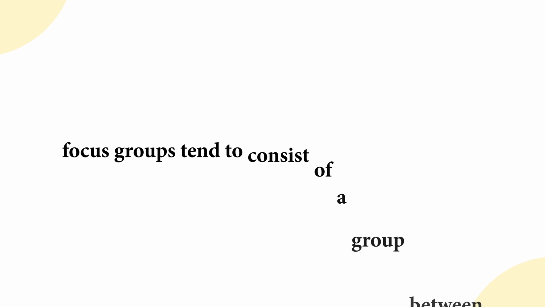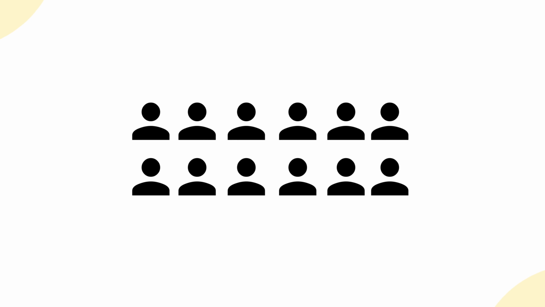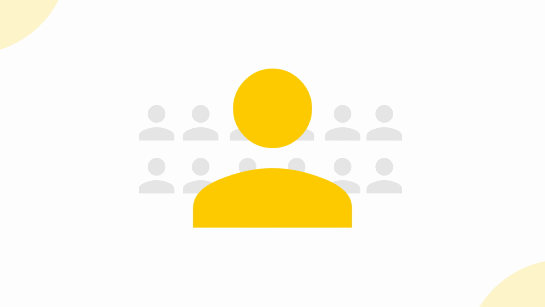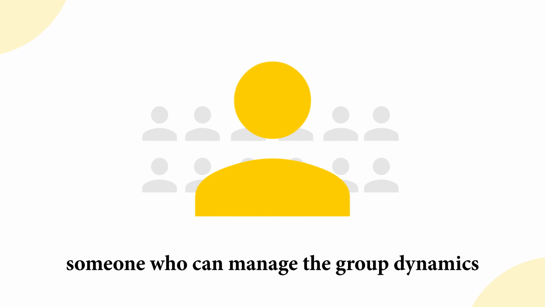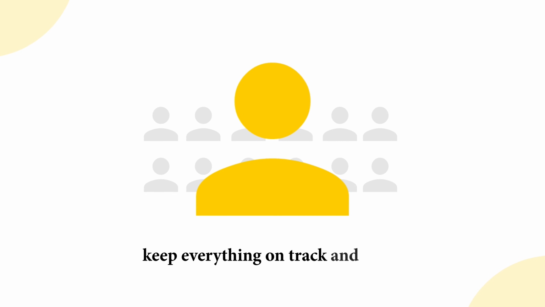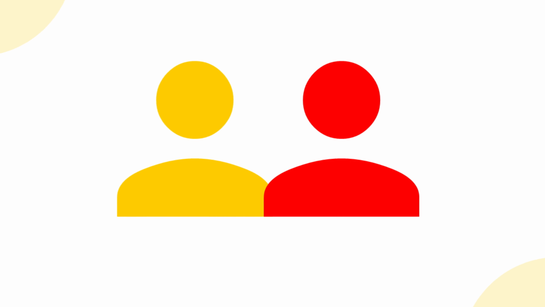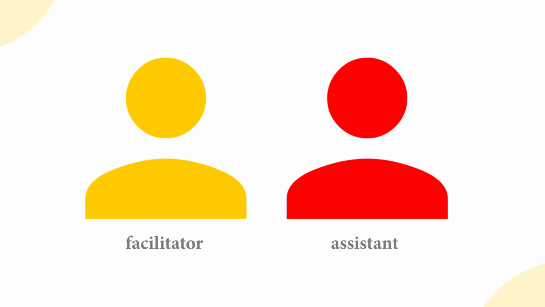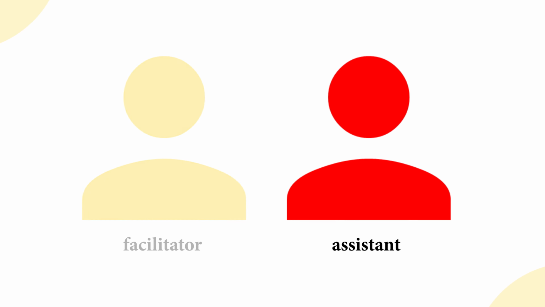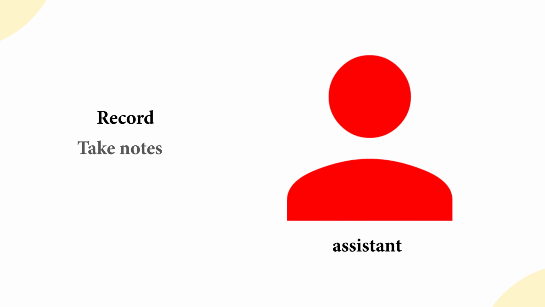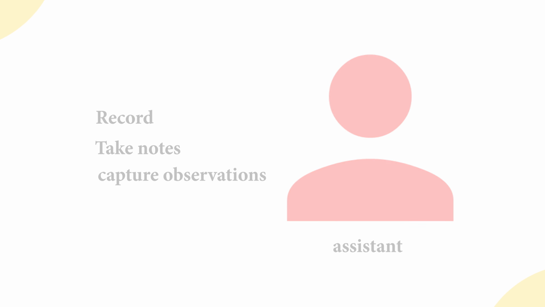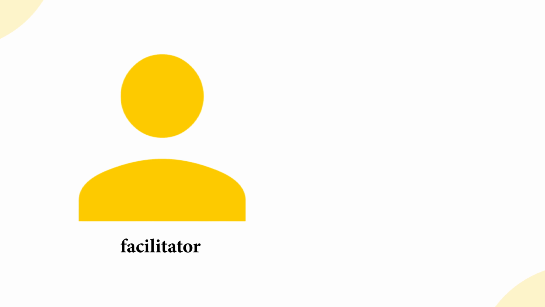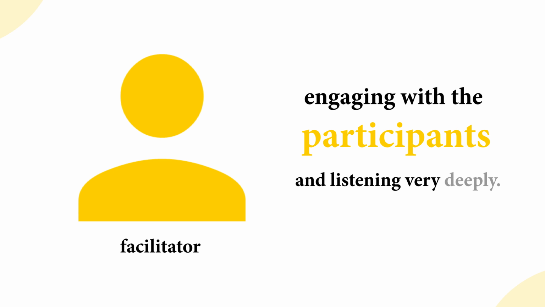Focus groups tend to consist of a group between 6 and 12 people and should be run by quite an experienced facilitator, someone who can manage the group dynamics, keep everything on track and make sure that they get the information they need in the time that they have. And ideally, the facilitator will be accompanied by an assistant whose role is just to record, take notes, capture observations so that the facilitator can focus just on engaging with the participants and listening very deeply.